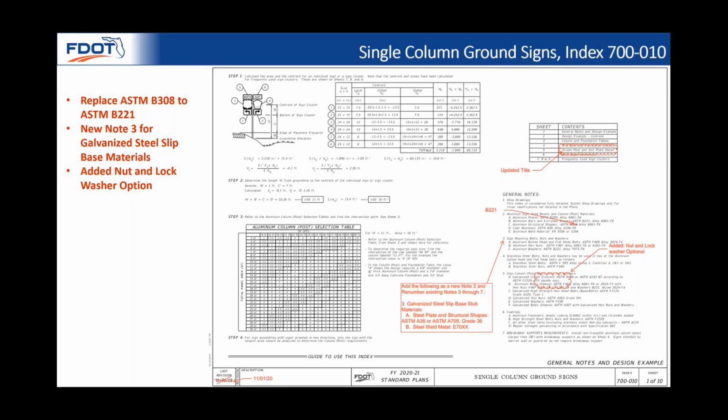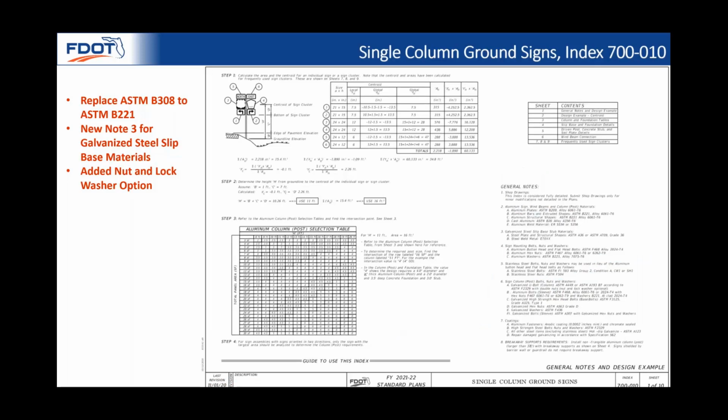We also added a new note 3 for galvanized steel slip base materials. Notice in the existing note 5A, our structure office requested that we add a nut and lock washer option to the single column post galvanized U-bolt, in addition to the option to use double bolts. Also added, this is an option on sheets 6 and 7. Here's the updated sheet 1 with all the updated notes.